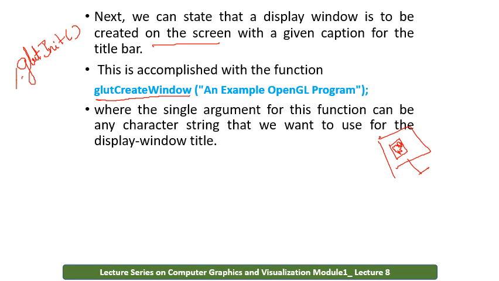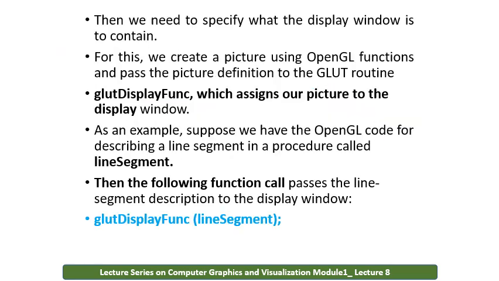Whatever name you want to give for that particular output display window can be given in double quotation marks, for example, "An Example of OpenGL Program", where the single argument for this function can be any character string that we want to use for the display window title. So this can be considered as the display window title.